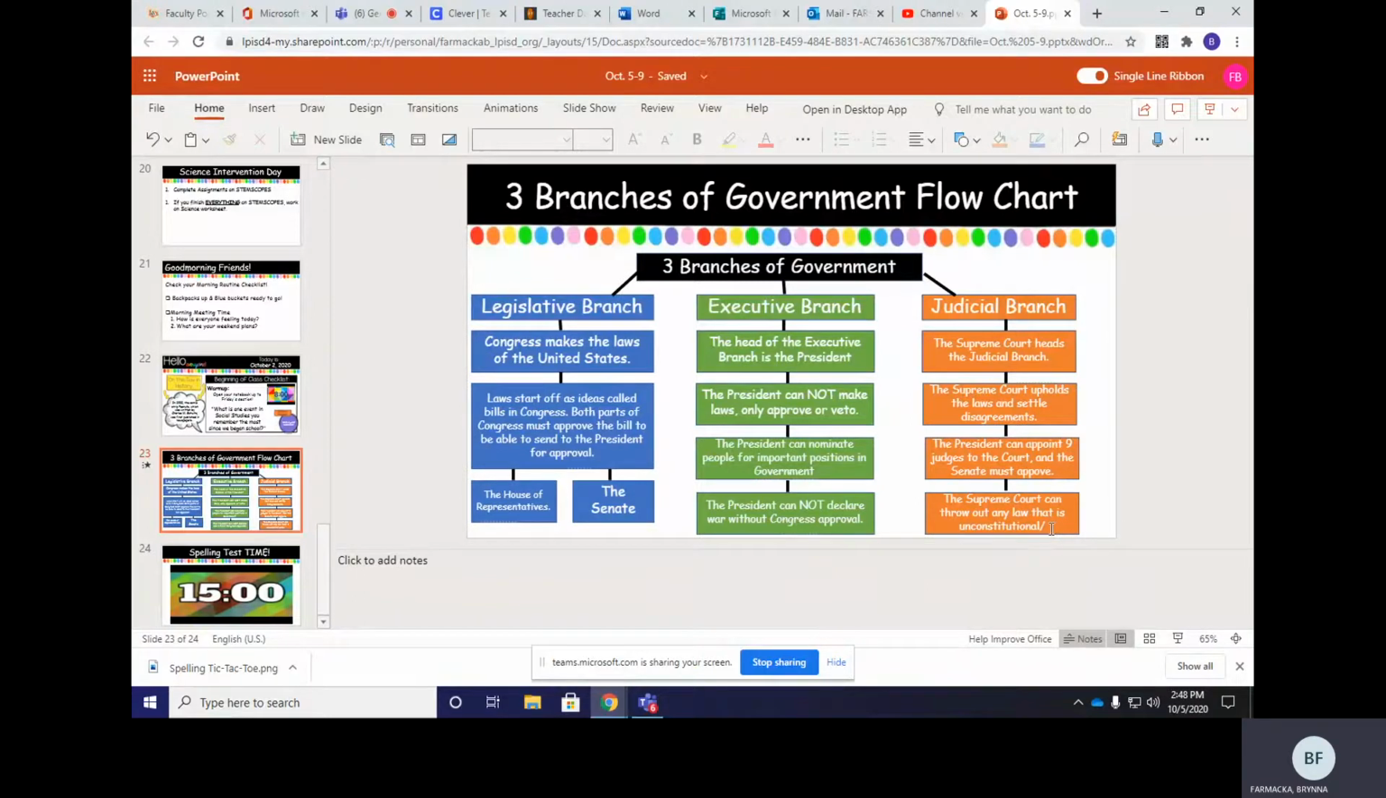Now, unconstitutional means that they go against the Constitution. They do not abide by our government and our rights. All right. So I do want to go over the checks and balances, guys, as well.